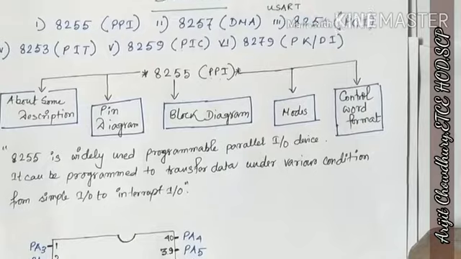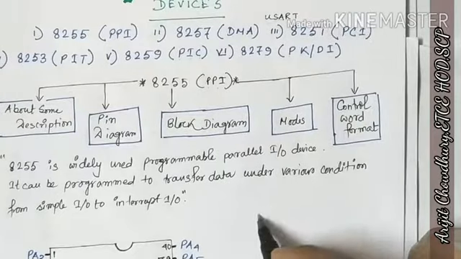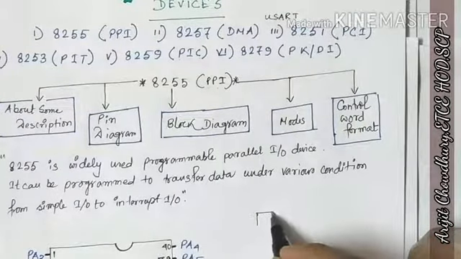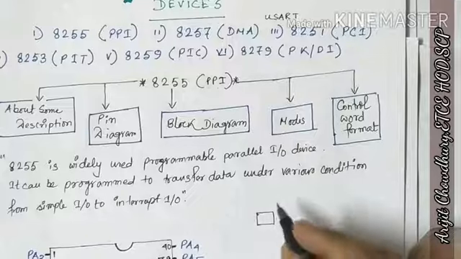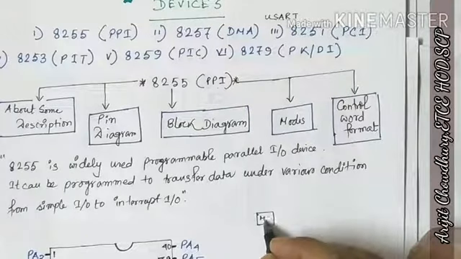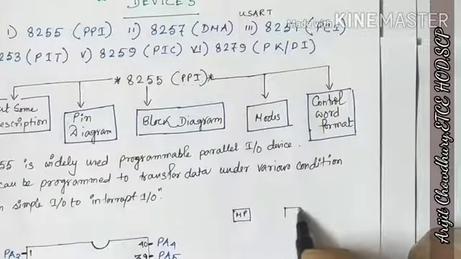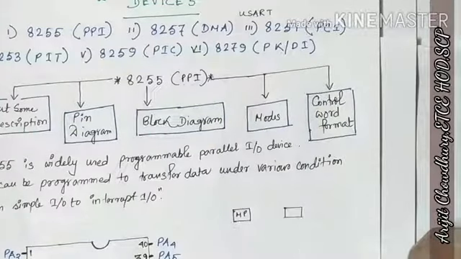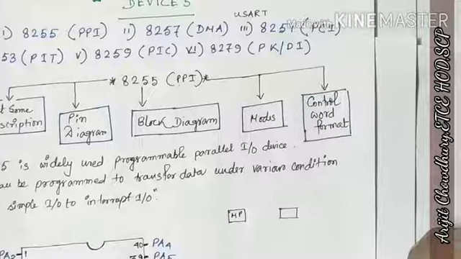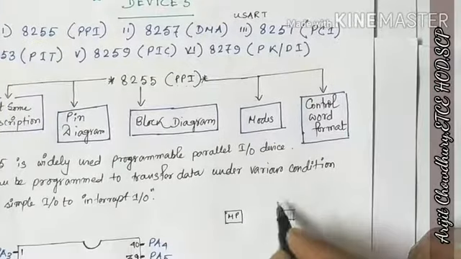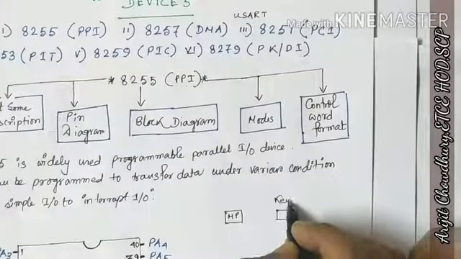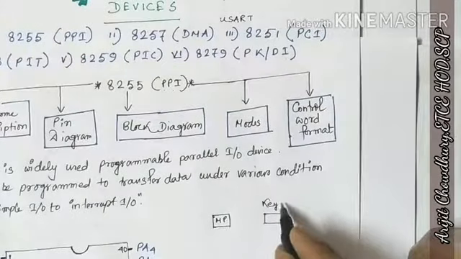Suppose this is the processor, this is the microprocessor, and this is the peripheral. Peripheral means input or output devices. Input or output devices, it may be a keyboard, maybe a printer.